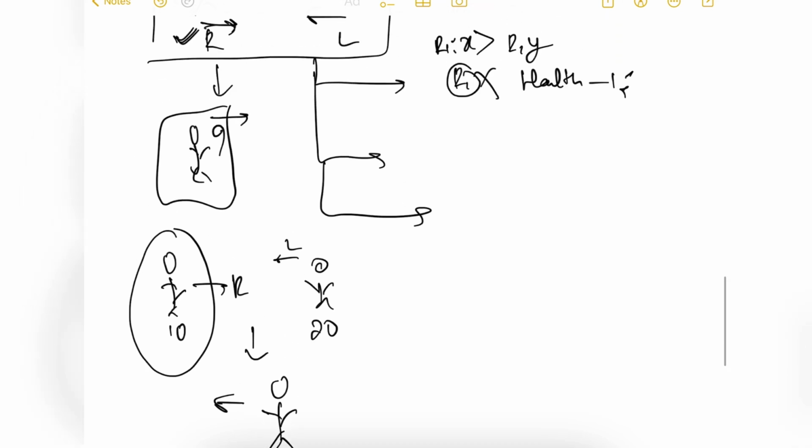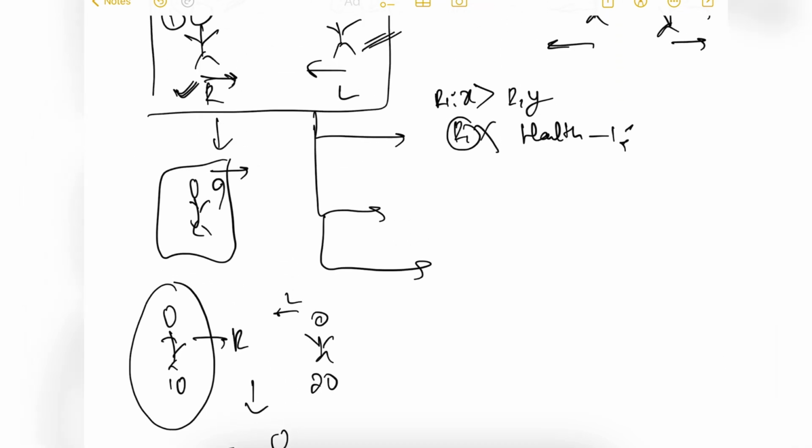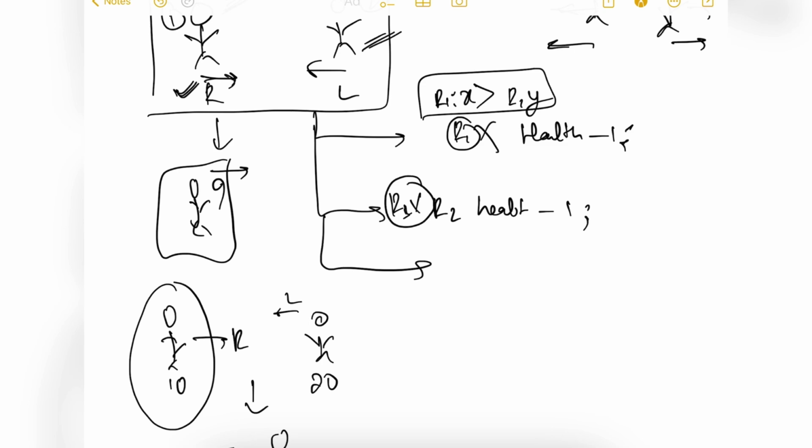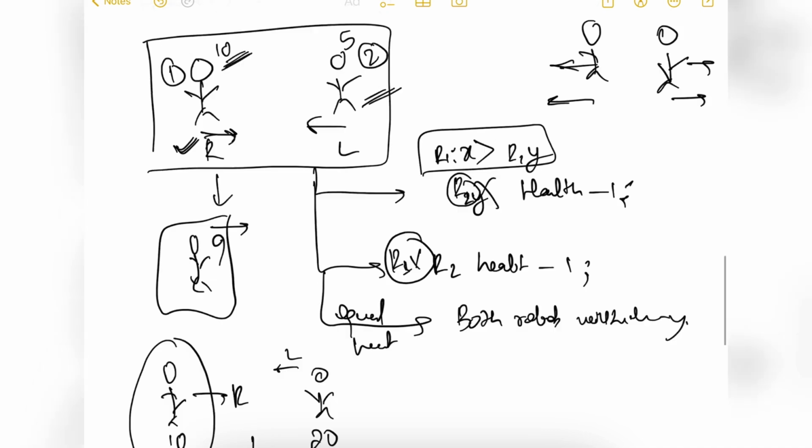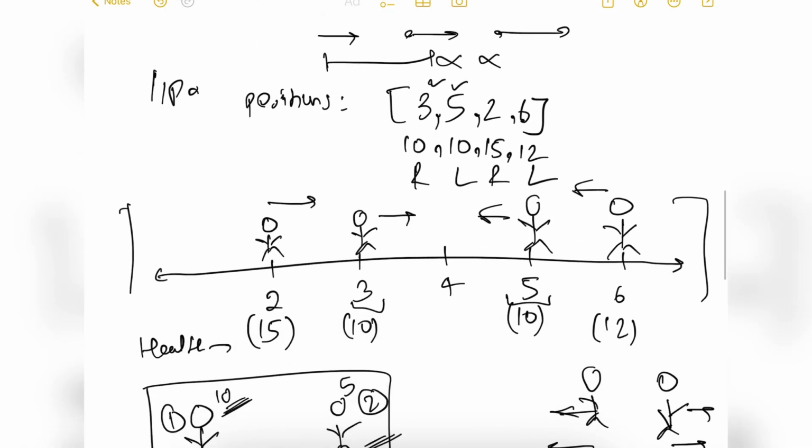And what if their health is equal, right? If the health is not equal, either this will happen, or else the other robot, R2, health will decrease, and R1X will be destroyed. In this case, R2Y was destroyed. And finally, if the health is equal, what will happen? They both will be destroyed. Both robots will be destroyed, so they both won't exist. They'll both just vanish.